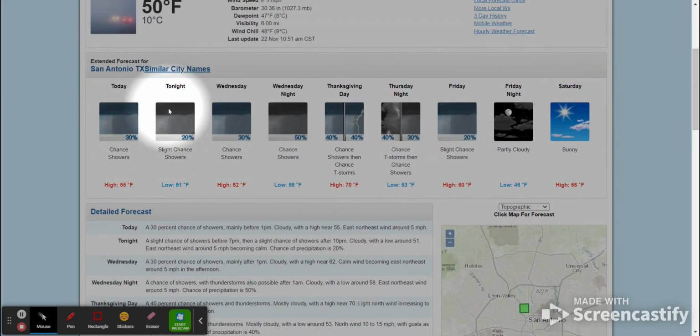Okay, here's today and tonight. So there's a 30% chance of showers because there was a lot of humidity in the air. The high is 55, the low is 51. So do you see that? Today, tonight, you've got the weather and the high and low. And then you can look at tomorrow. Same thing, high and low. Looks like San Antonio is going to get some rain, possibly. Possibly thunderstorms in the future. And you have your high and low.